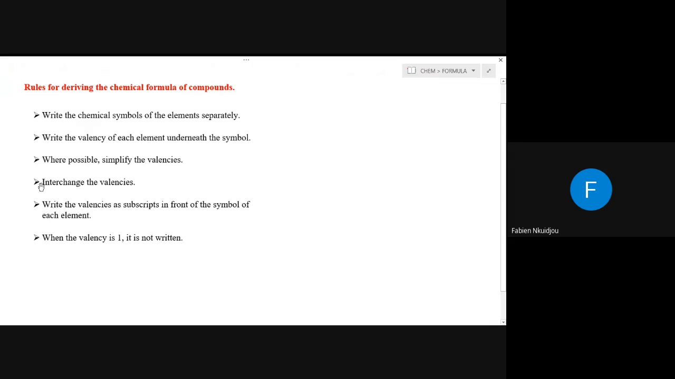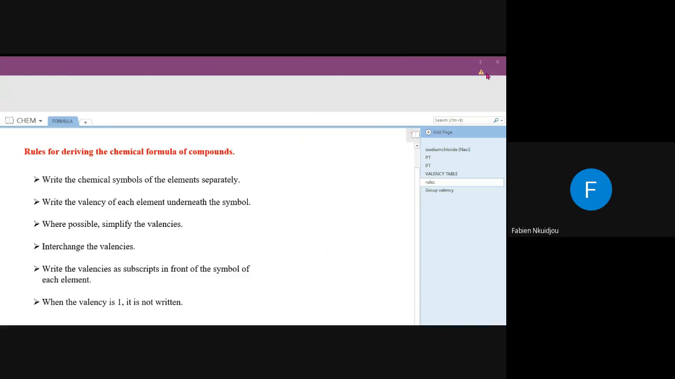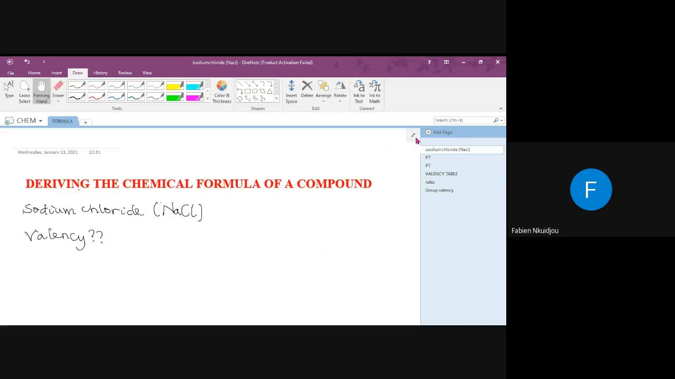After that, we interchange the valencies. And take note, the valencies are written as subscripts in front of the symbols of each element. The valency one is not written. So these are the rules we have to follow. Having these rules in mind, let us take a look at some examples.